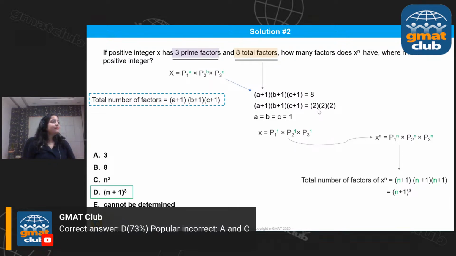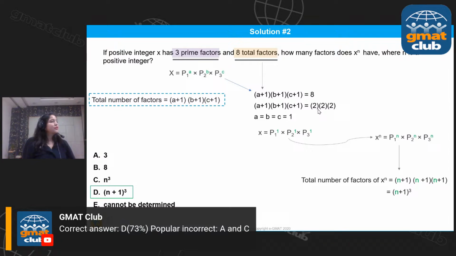That's it. This was a definition, straight on. But the new thing in this question was to use the number of prime factors and the number of total factors to get the exact prime factored form, that is, to get the exact powers. That's what you did here in this question that we didn't do before.